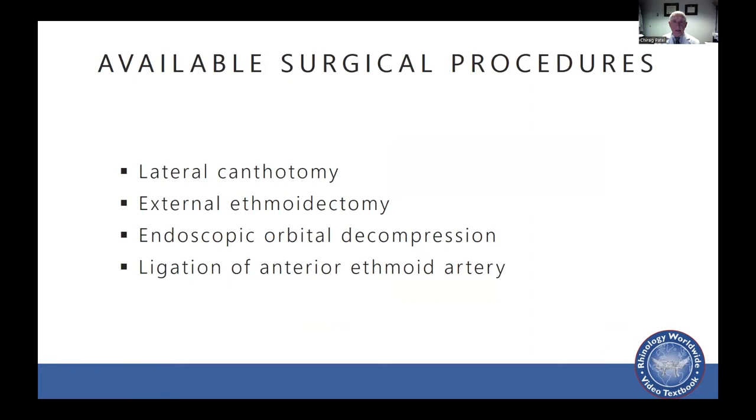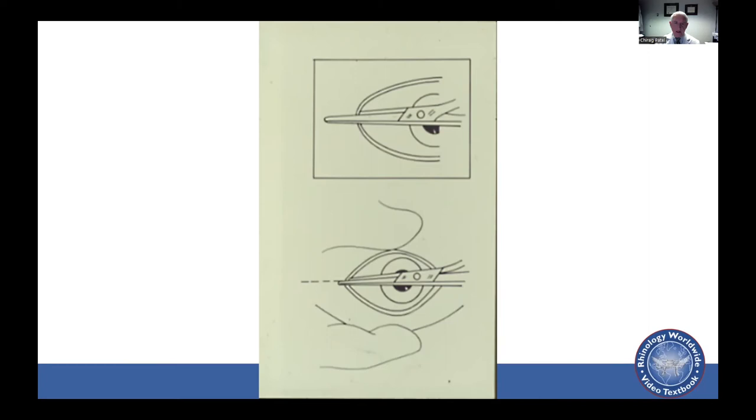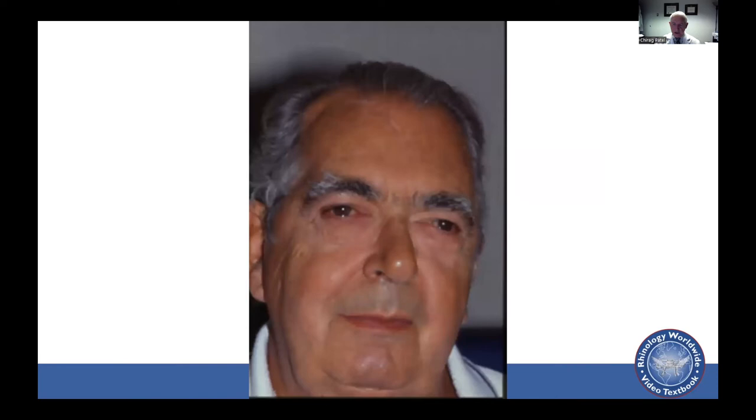The treatment available is lateral canthotomy and external ethmoidectomy, endoscopic orbital decompression, and ligation of the anterior ethmoid artery, depending on how things can go. The lateral canthotomy can be done with a further extended canthotomy down to the ligament, which gives a lot of room. And basically, here you see the canthotomy, which is just simply a clamp and cutting, and then cut down to the tendon. And here you see that gentleman who had the massive orbital hematoma, who was treated with the canthotomy, and how good he looks after the surgery.